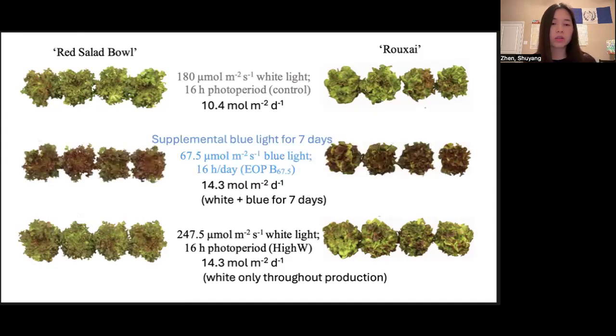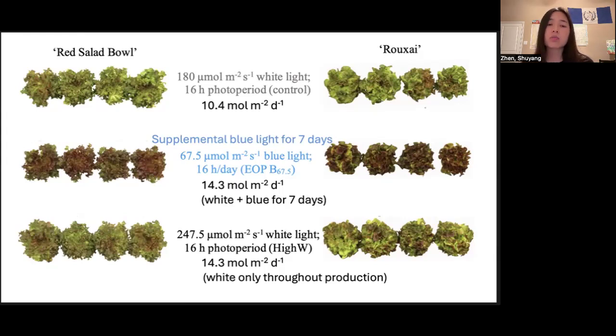A different treatment. So instead of increasing the intensity of white light, we supplemented the crops with narrow spectrum blue light for only 7 days during the end of production stage. So the DLI over those last 7 days was also 14.3, the same as the DLI level of the higher intensity white light, which was applied throughout the production.